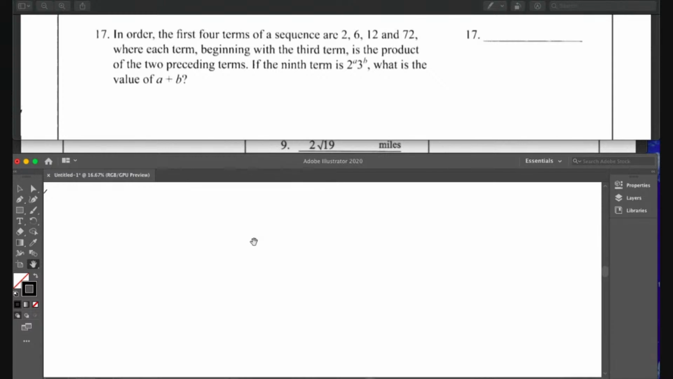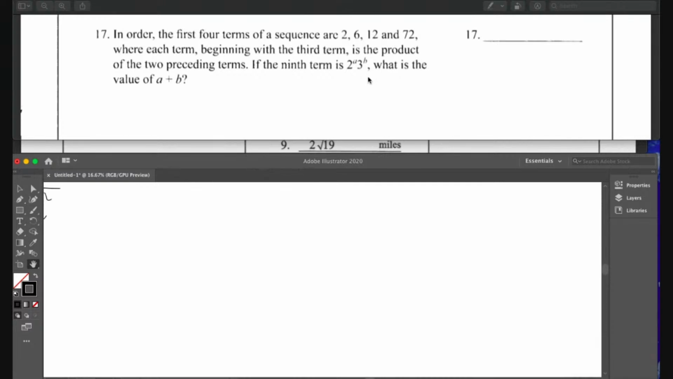So we have a product sequence here. So, like a product Fibonacci sequence thing where you multiply 2 numbers and you get the next number. So 2 times 6 is 12 and 6 times 12 is 72. And then you want to find how many factors of 2 are in the ninth term and how many factors of 3 are in the ninth term as well.